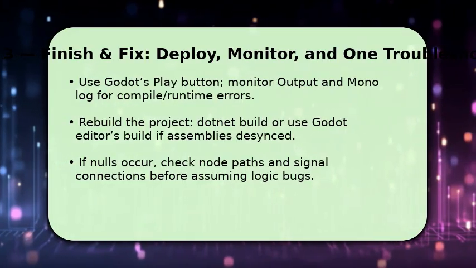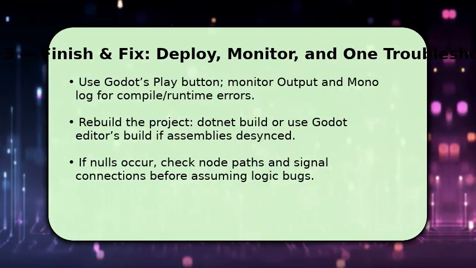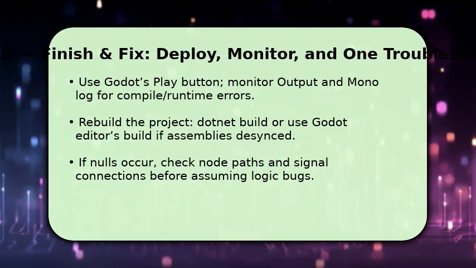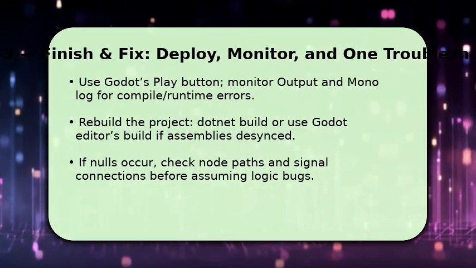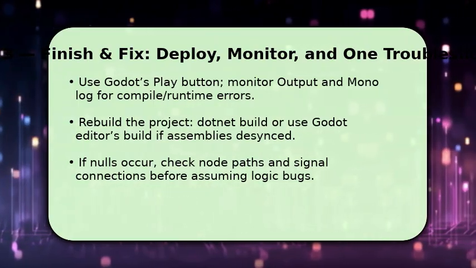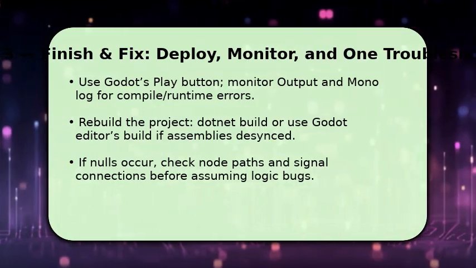Click play, read the output and Mono logs for compilation messages or runtime exceptions. If assemblies seem out of sync, run .NET build or restart the editor to force reload. When things fail, inspect node paths, exported variables, and signal hookups. Most C# issues stem from missing references rather than language bugs.